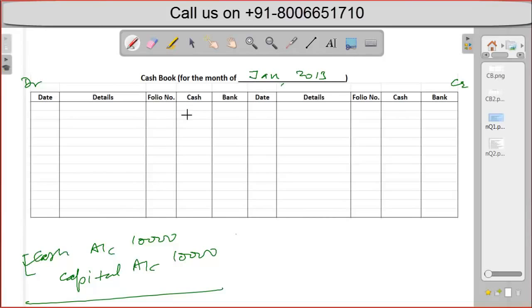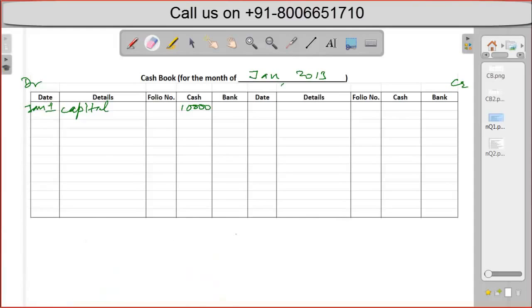So on the debit side, see what I will do. First I will write the amount in the cash column, because the cash account is debited, so 10,000. And then in the column for detail, I will write the name of the opposite account, and that is capital. And in the column for date, write down the date, January 1st. Now see the next transaction.